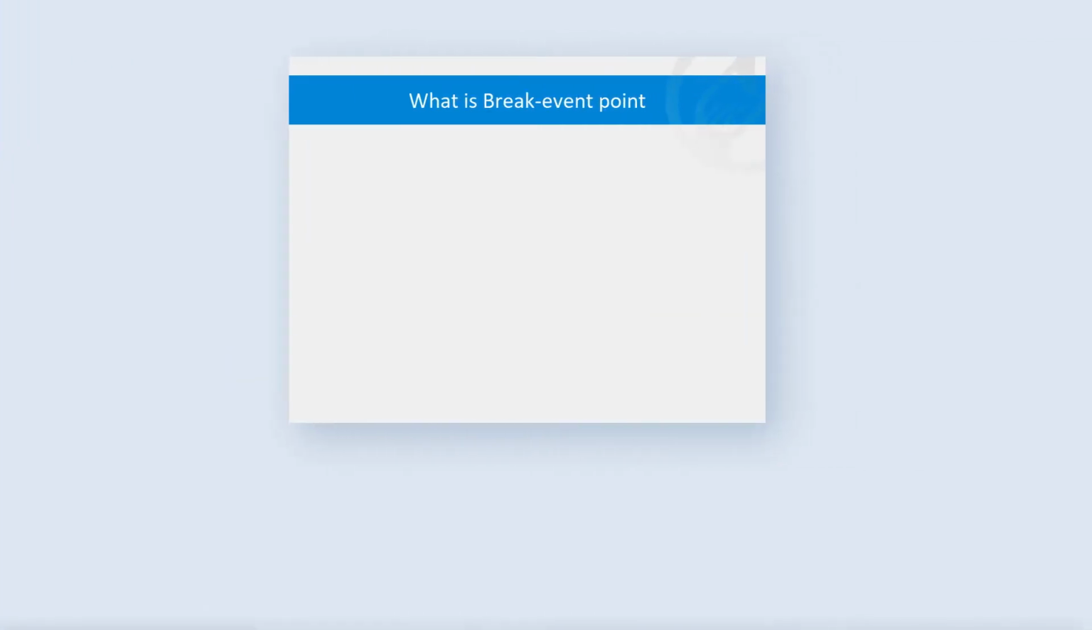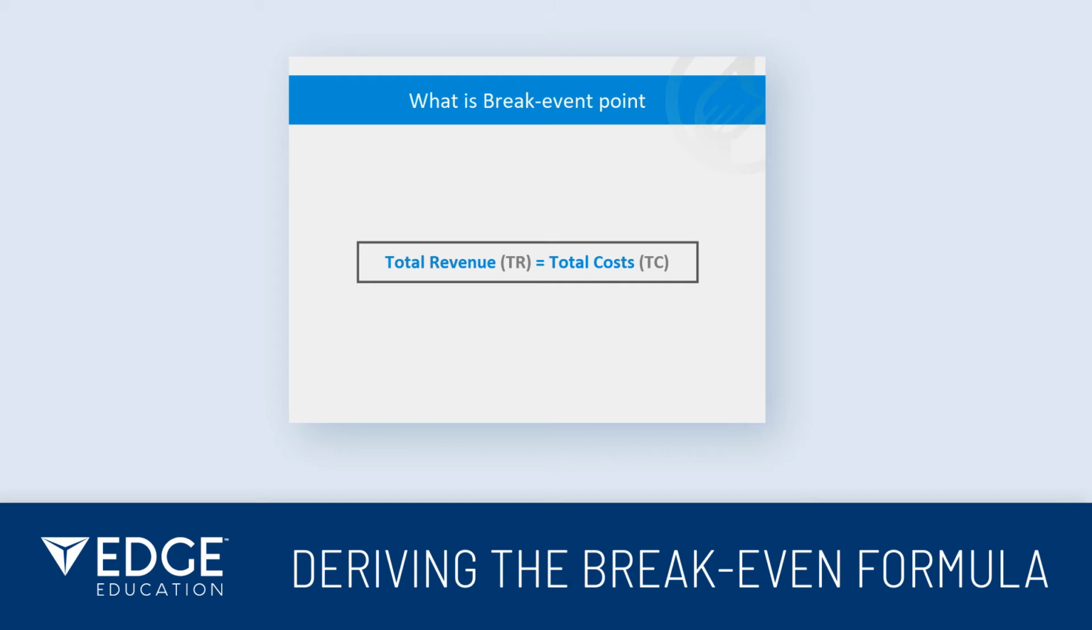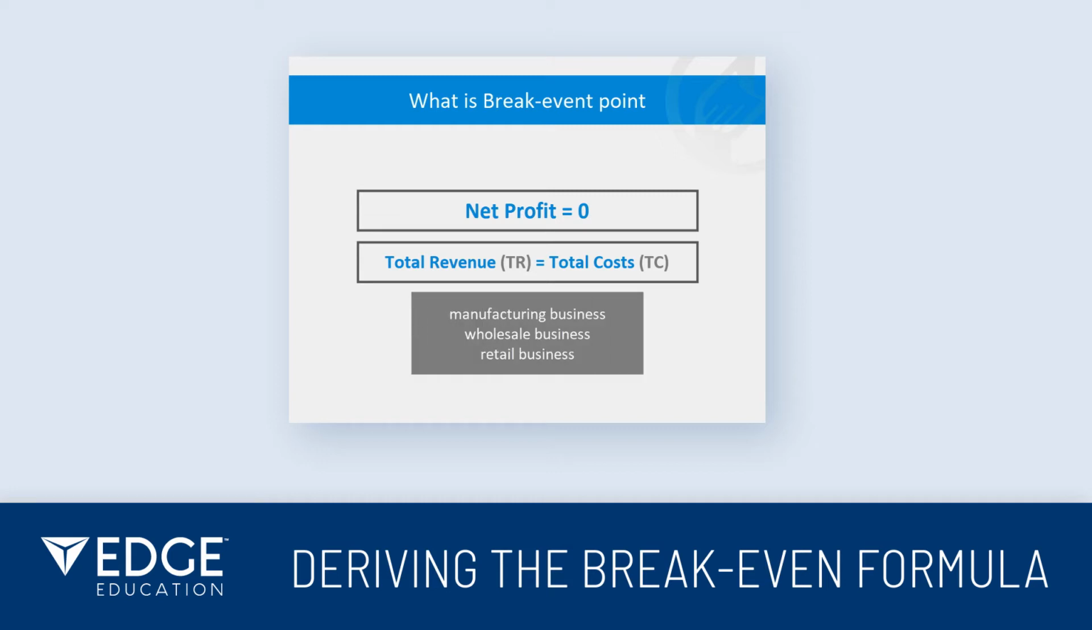What is break-even point? The simple answer to this question is that break-even point is where the total revenue of a business is equal to the total costs of the business. In other words, where net profit is equal to zero. Break-even analysis can be performed in a manufacturing, wholesale, or retail business. In this module, the focus is on a manufacturing business.